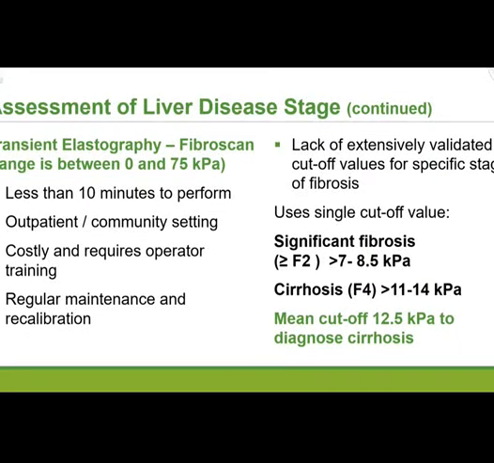Another modality is the transient elastography, which is known as FibroScan. It is performed with an ultrasound machine, specially programmed to measure the impedance while passing through the liver. It is costly, it requires operator training, and significant fibrosis can be detected, as well as cirrhosis can also be detected in these patients.